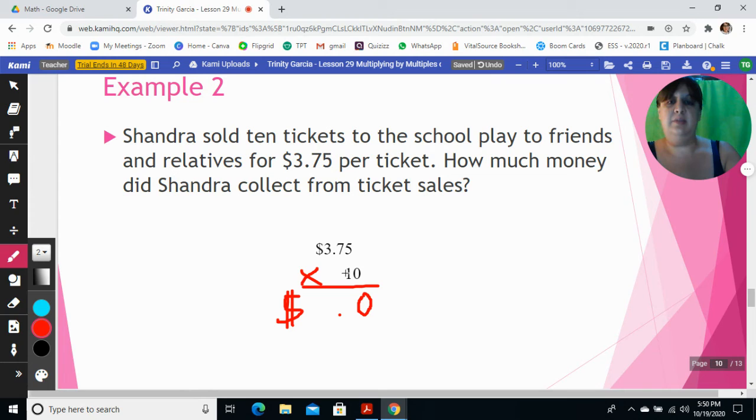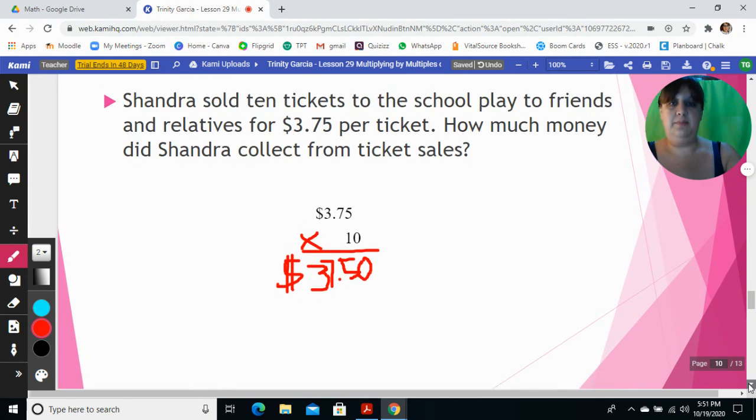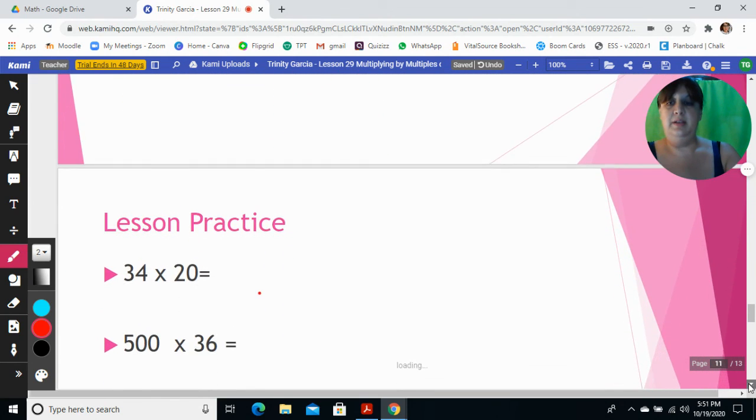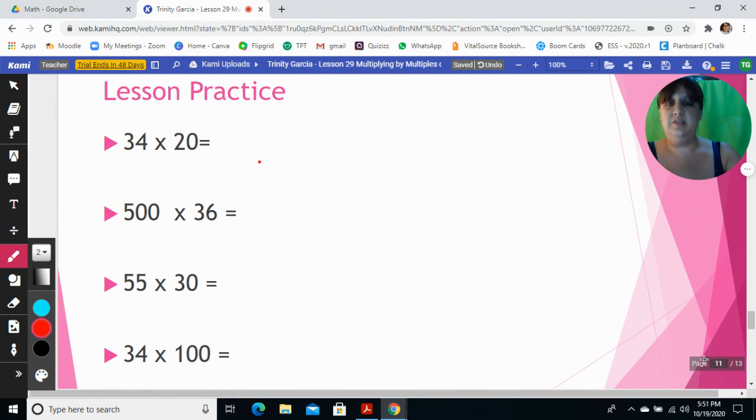Now, we just have to multiply by 1, and how easy is that? 1 times 5 is 5. Okay, 1 times 7 is 7. 1 times 3 is 3. See how much easier that was to figure out? $37.50. That's how much money she made. All right. Good job.